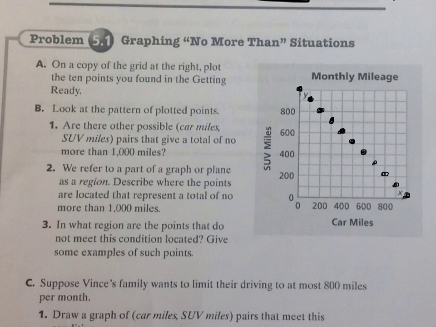Are there any other possible car mile pairs that get a total of no more than 1,000 miles? Yes, we just plotted these on the grid. Now we can connect these points, and we refer to the part of the graph or plane as a region, and that would be all of these points on the graph.